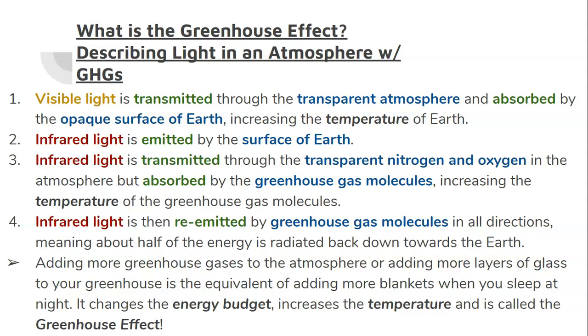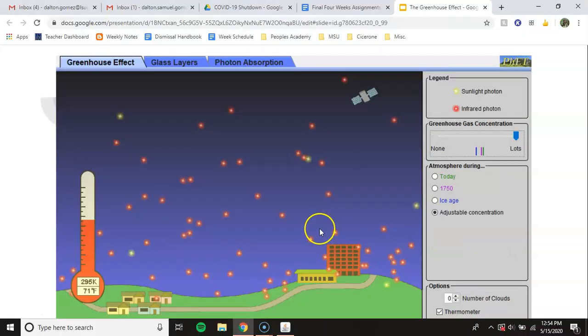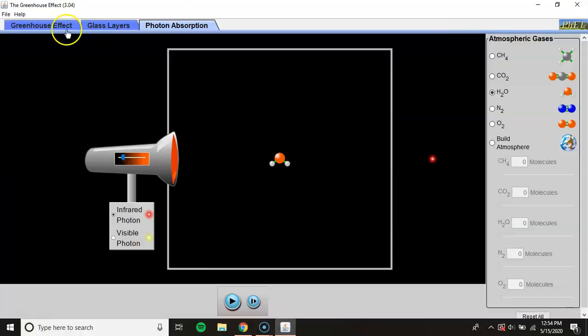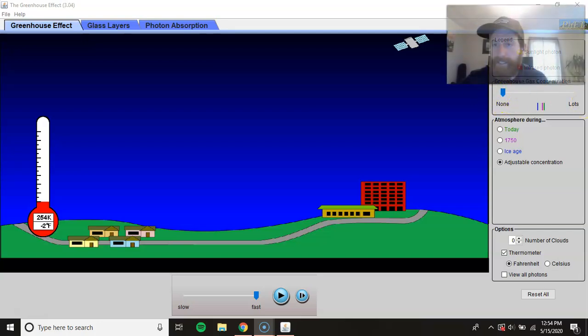So we're going to pop back to that simulation one more time to see the greenhouse effect in action and what it means for these photons. So here I've got the greenhouse gas concentration. It's set down to none. And you can see again, yellow is visible light, red is infrared light.